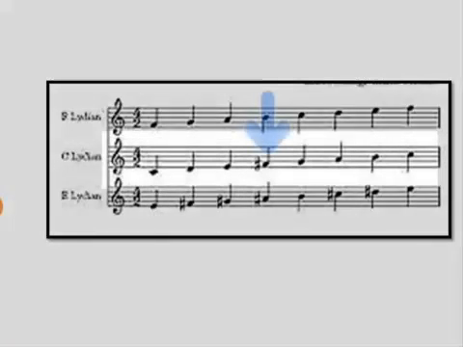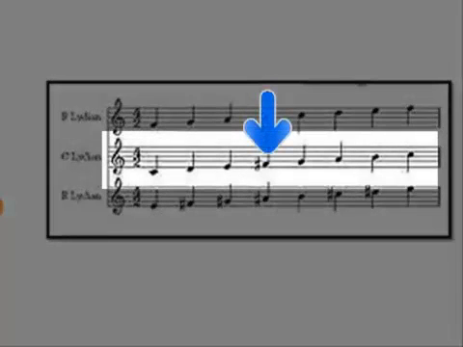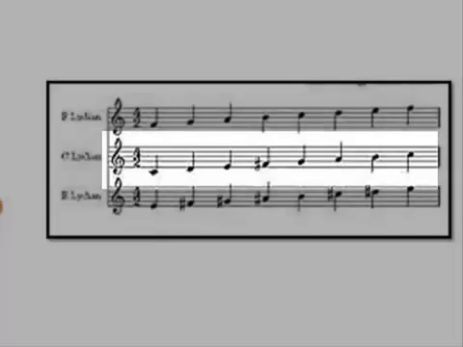Here we have the C Lydian mode. Notice the F sharp, and this is what the C Lydian scale sounds like. Next we have the E Lydian scale.